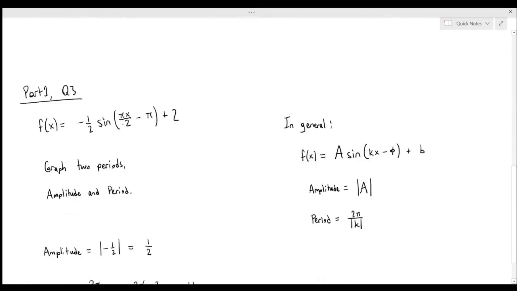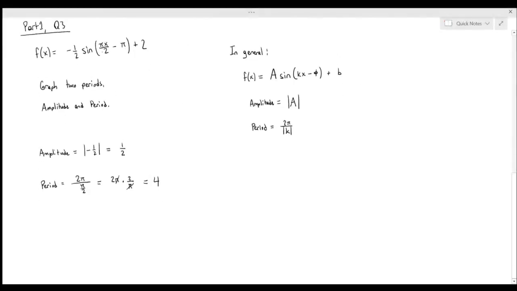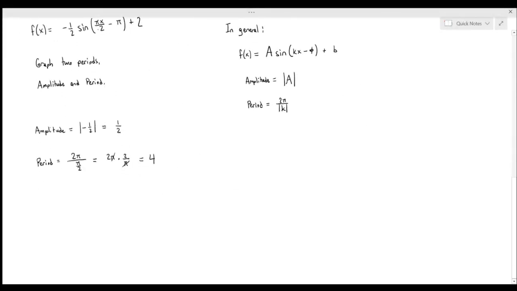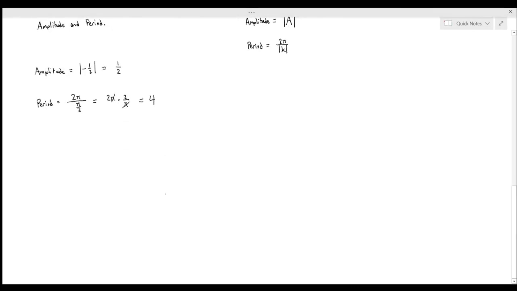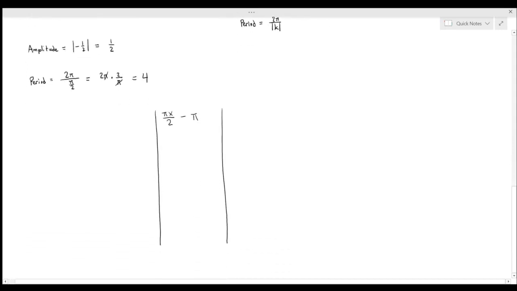When I have a more general sine function like I have here, I'm going to create a little table. I'm going to start with what I have inside the sine function, which is pi x over 2 minus pi. I want to focus on when this is equal to 0, pi/2, pi, 3pi/2, and 2pi.